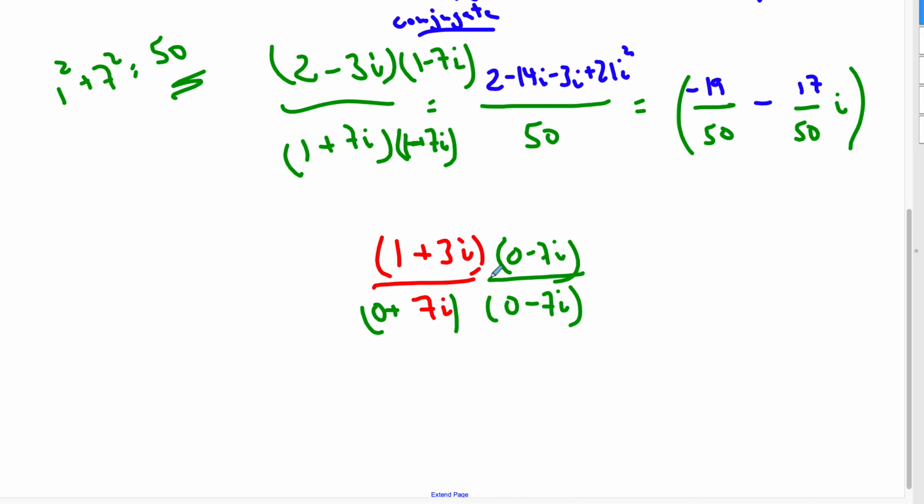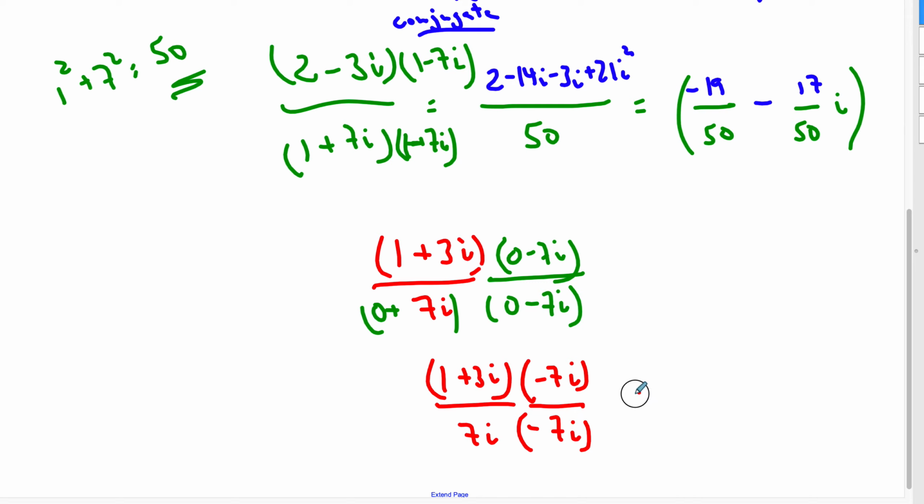Now, most people don't go that far. What they'll do is they'll say, oh, okay, 1 plus 3i, I'm going to multiply that by the conjugate of 7i, which is a negative 7i. Now, that means I'm multiplying this by a negative 7. So this is negative 49, but then because the i squared, it's going to become a positive 49. And then the rest I just distribute.